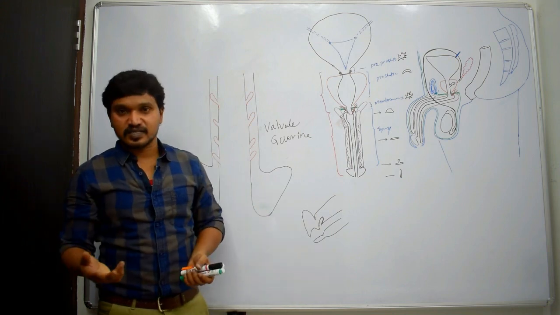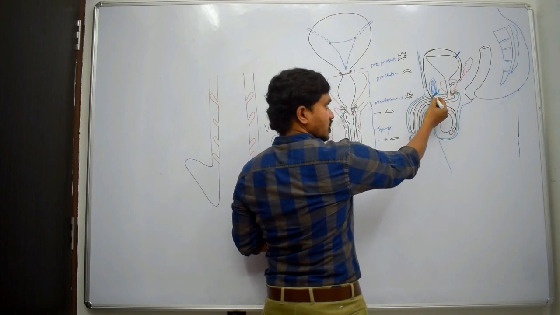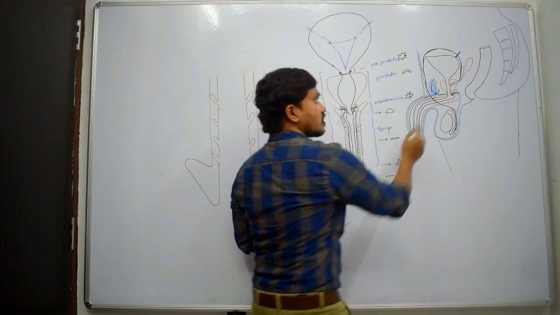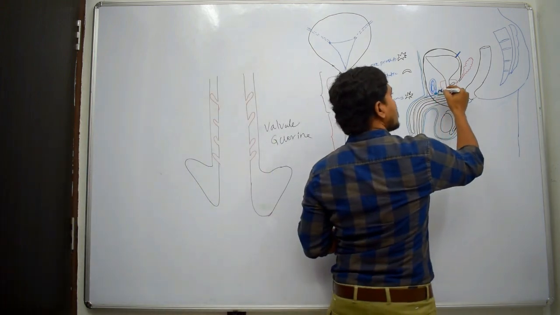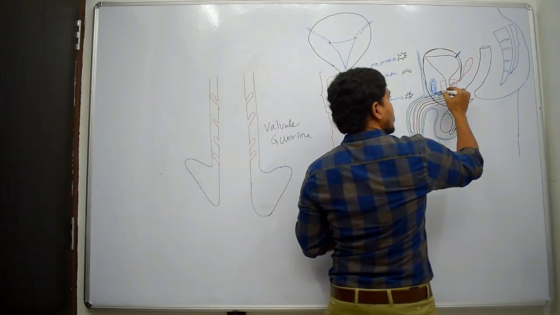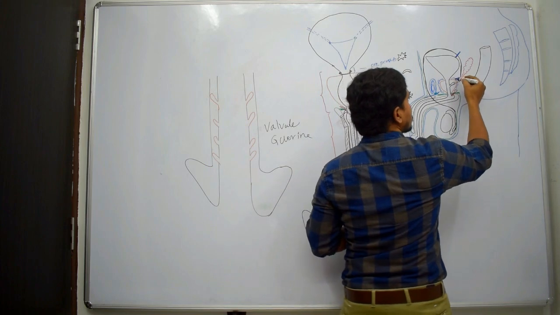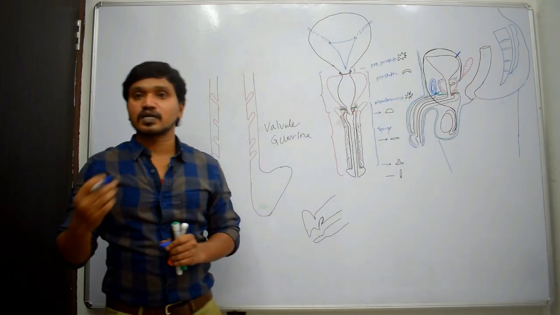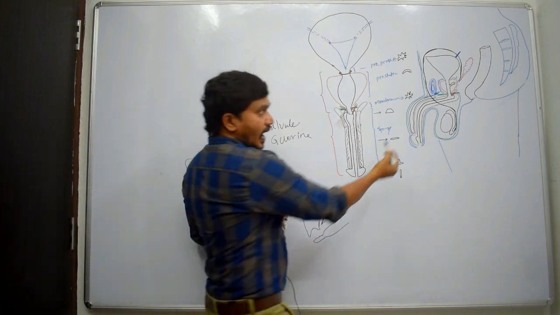Then venous drainage. See here, this is the dorsal vein of the penis. This dorsal vein of the penis carries the venous blood from the penis and it opens into the internal pudendal vein. From there, venous blood opens into the prostatic venous plexus. From the prostatic venous plexus, venous blood will be entering into the internal iliac vein. That is venous drainage from the anterior part.